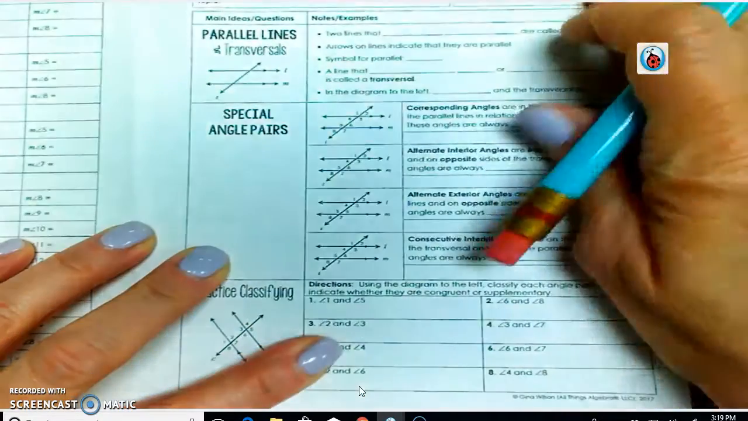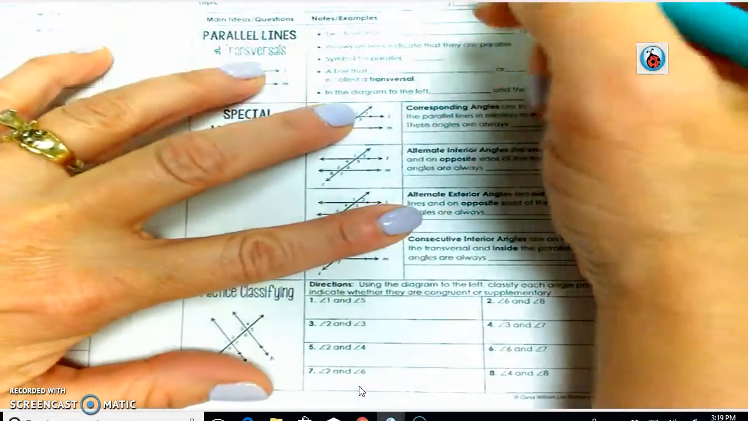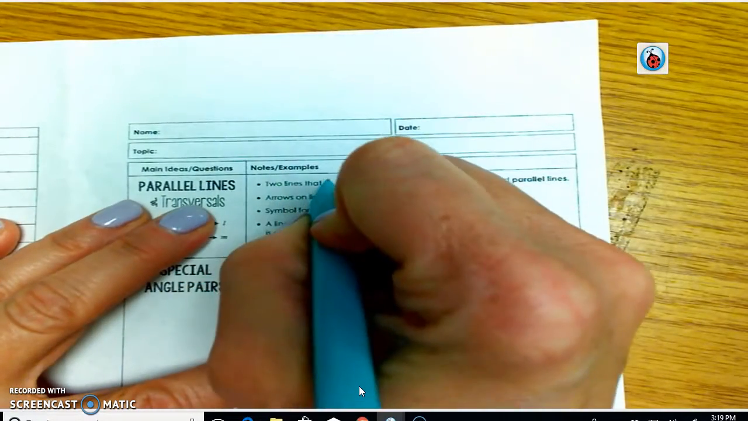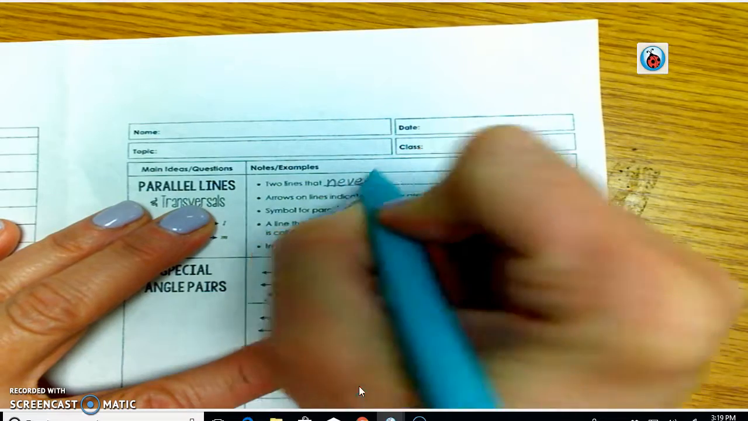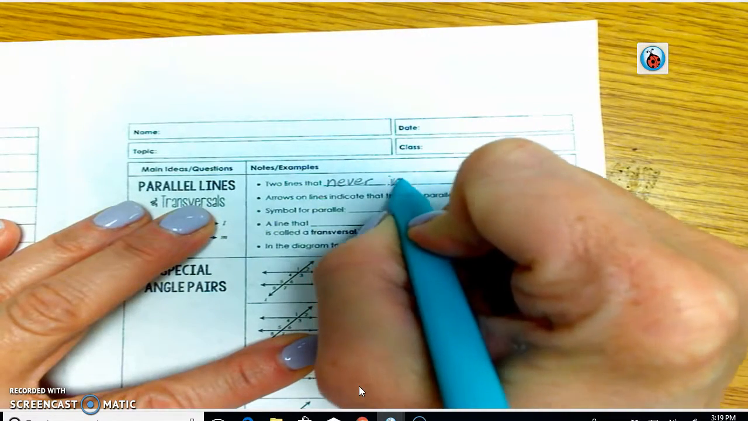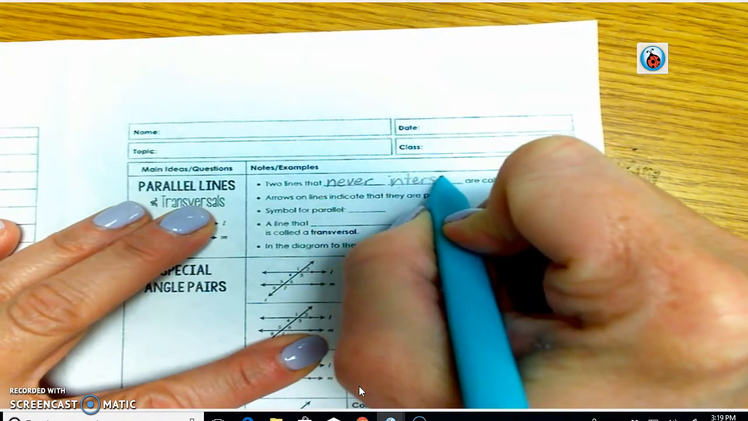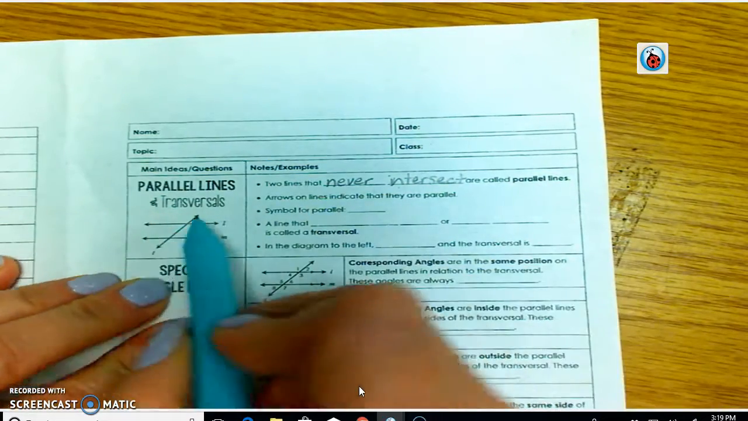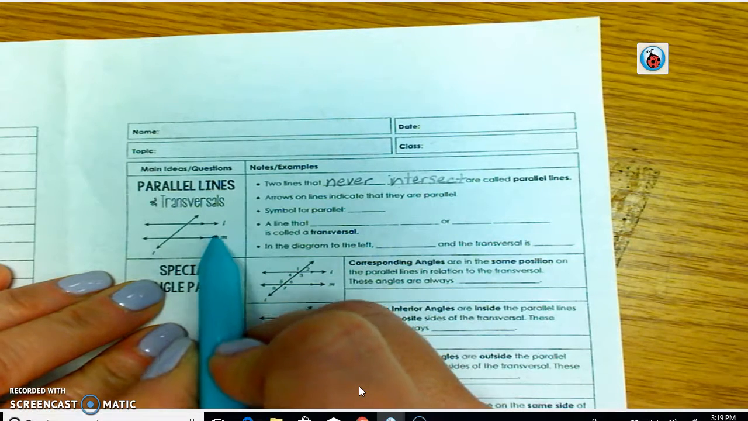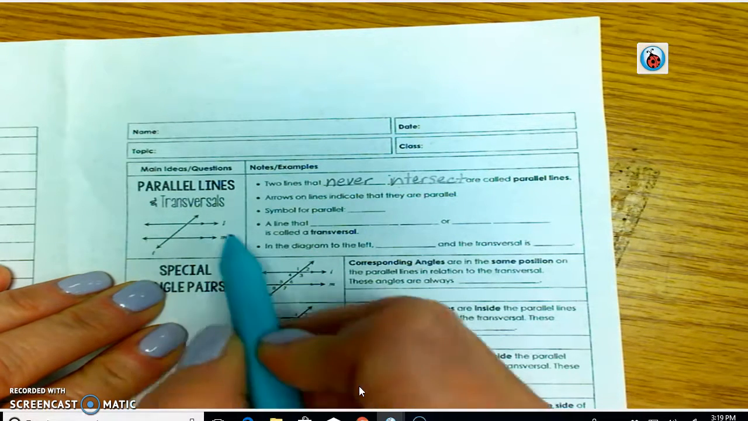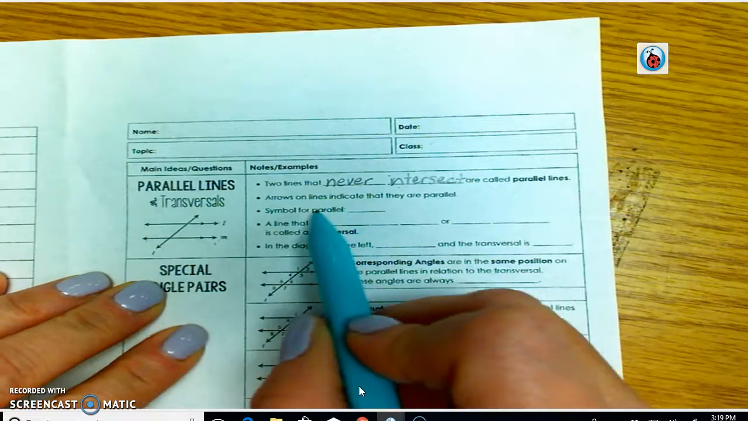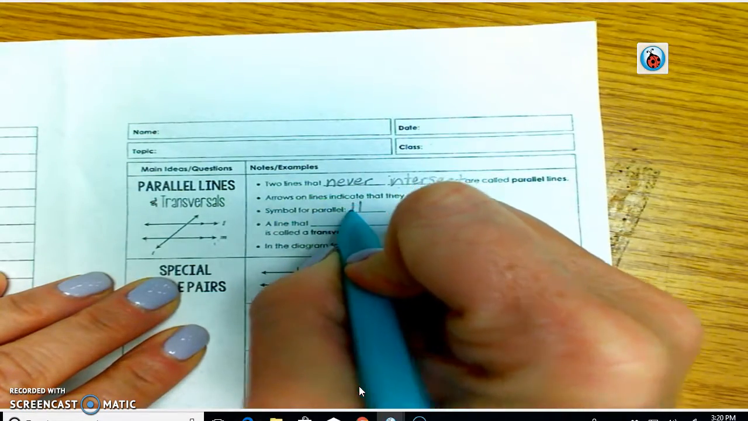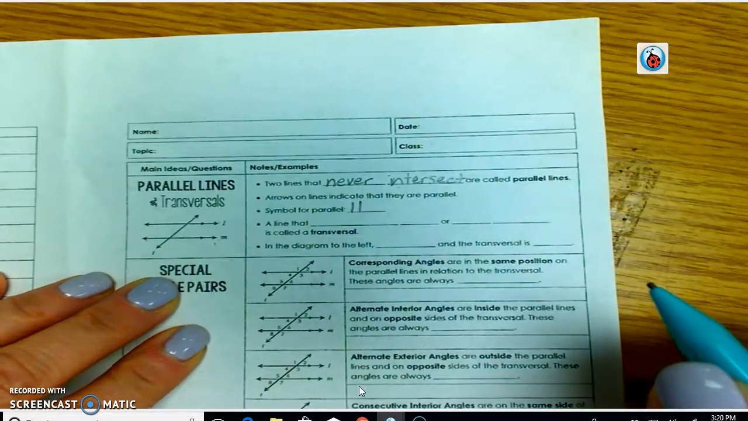You guys know what parallel lines are. Parallel lines are two lines that never intersect. Arrows on lines indicate that they are parallel. These two lines, L and M, are parallel. The symbol for parallel is just a set of lines close together like that.